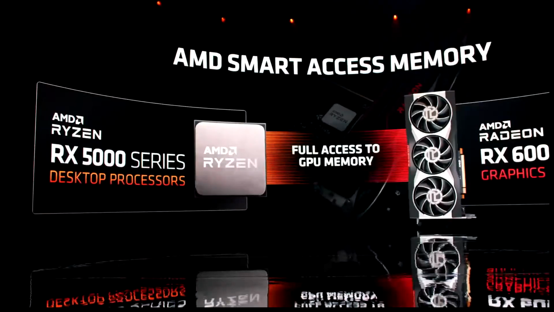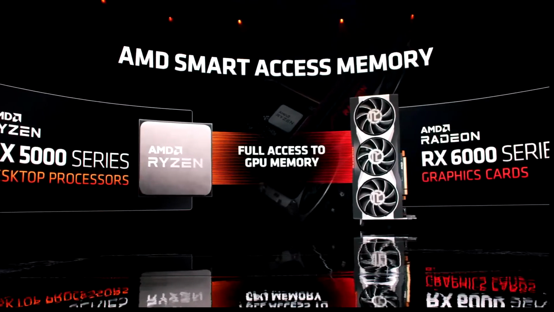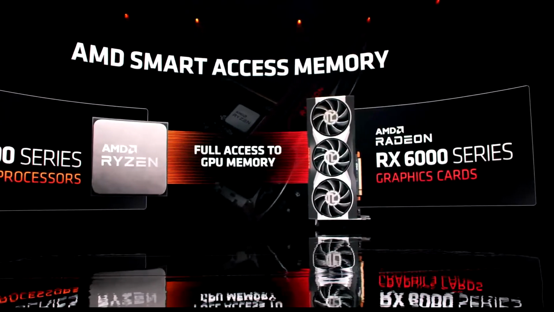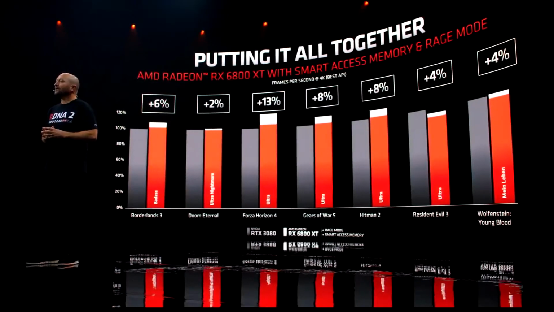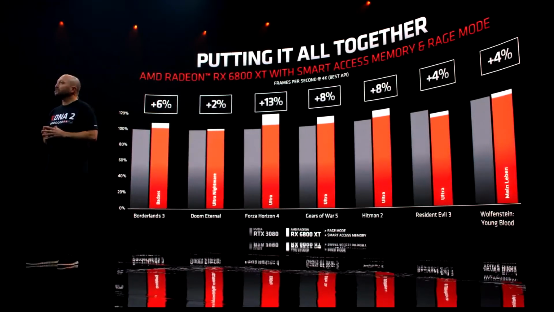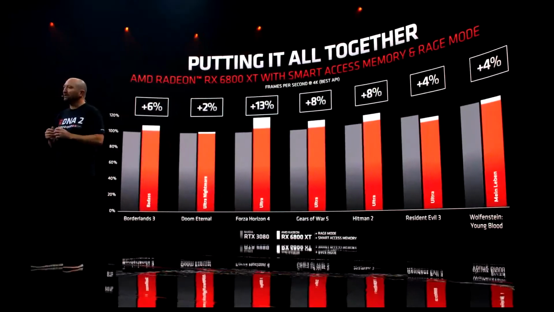AMD Smart Access Memory unlocks the greater amount of high-speed memory from the AMD Radeon RX 6000 series graphics cards to the AMD Ryzen 5000 series processors, and it delivers additional levels of performance in games. Simply pair these components with our 500 series chipset motherboards, enable the setting in the BIOS, and the performance uplift becomes automatic. When you combine AMD Smart Access Memory with the one-click overclocking of Rage Mode, you'll get a boost in performance in many of the games you love. We're seeing up to a 13% performance increase, and that's before game developers begin to optimize for this new capability.